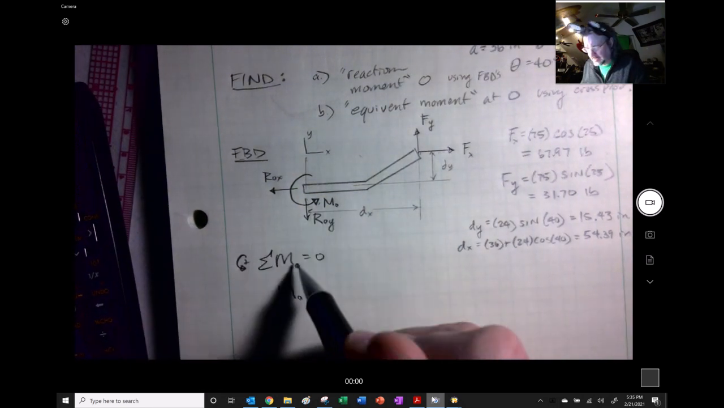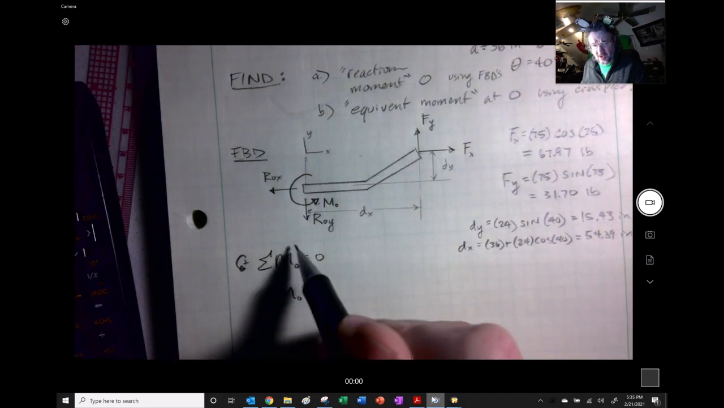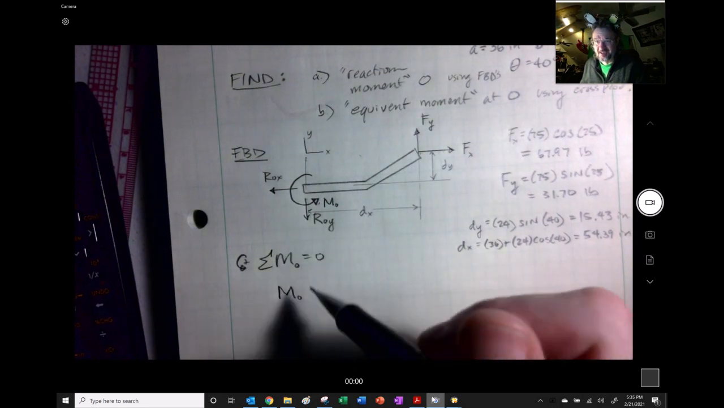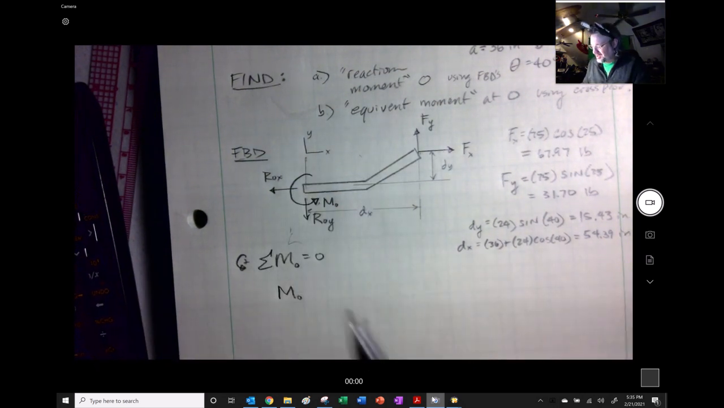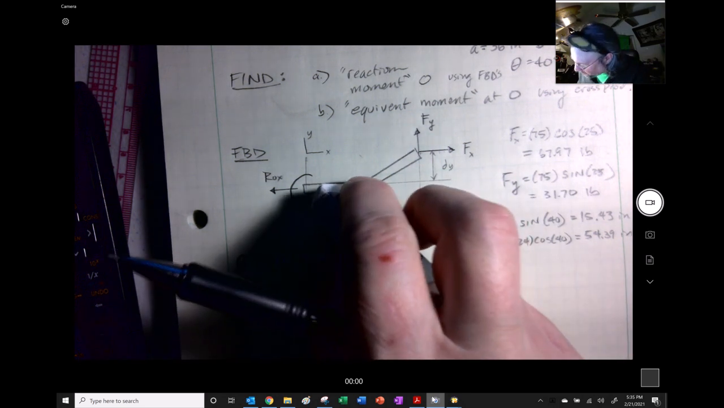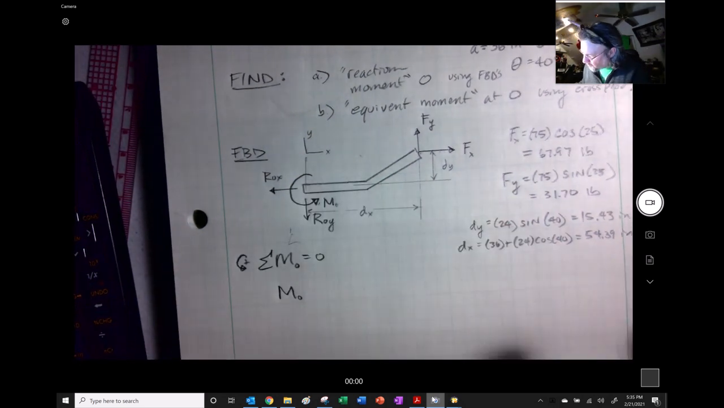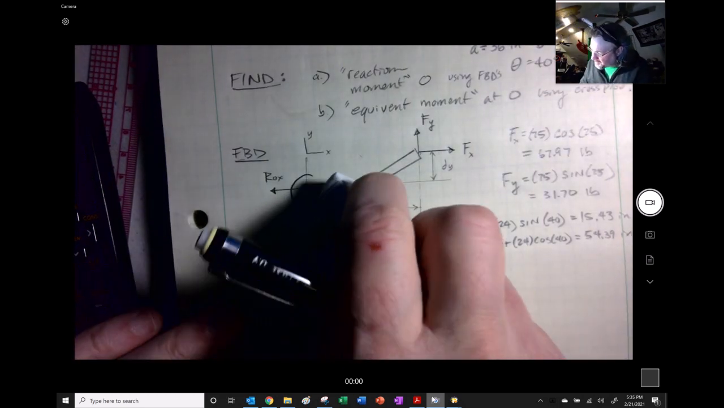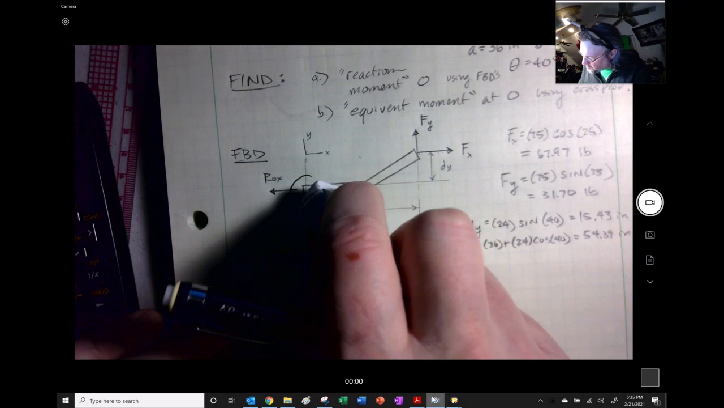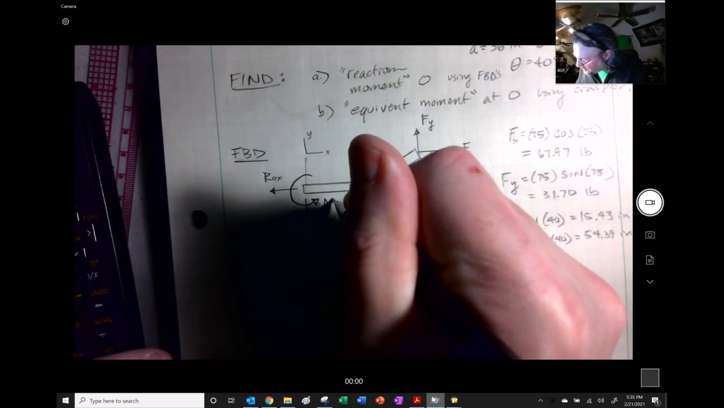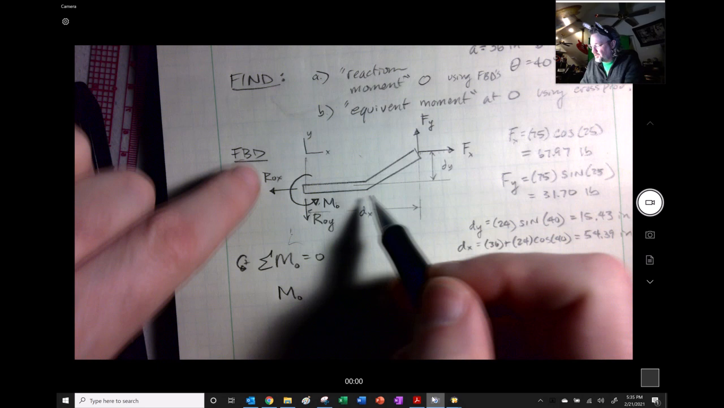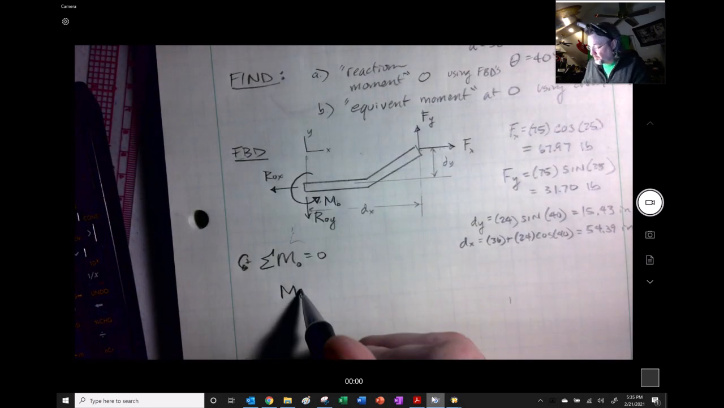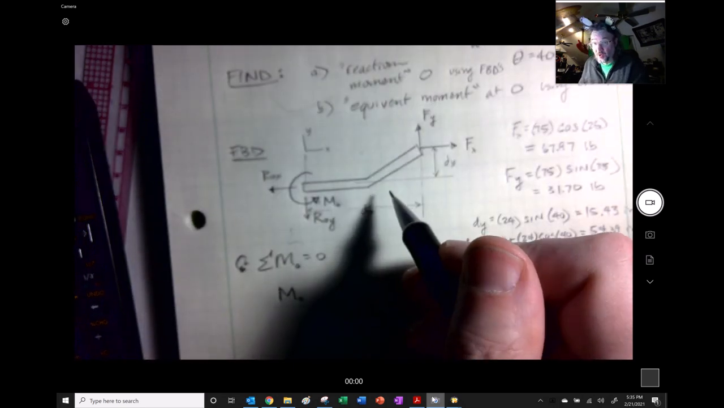And by the way, sometimes it gets confused with students. They think that this is MO. This is a general MO, and this is the reaction MO, and they're two different things, really. Sometimes I think maybe I ought to write RO or something, but I think that would make it confusing, so I'm going to leave it as MO. But just be aware that there could be other moments, even actual moments placed onto this thing. This is just the reaction moment, and this is the specific one. I don't know if I made that more confusing than it needed to be.